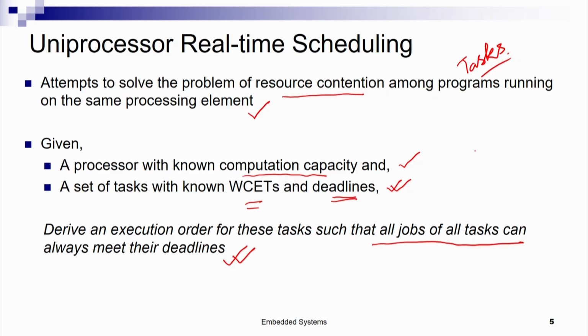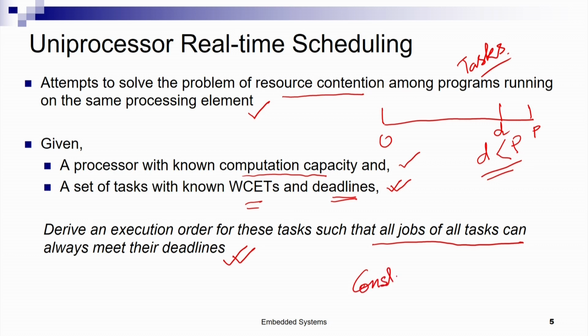When the relative deadline of a job is equal to the period of the task, we call such tasks implicit deadline tasks. However, we can also have the case that the deadline D is less than the period. So, if the task starts at 0, it is P, and the deadline could be somewhere here, and such tasks are called constrained deadline tasks.